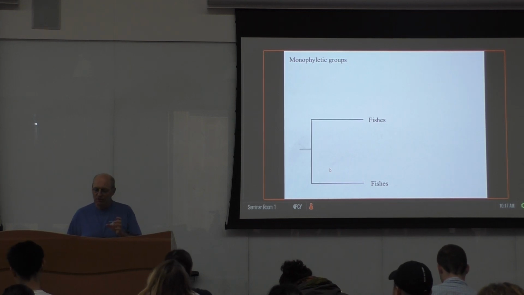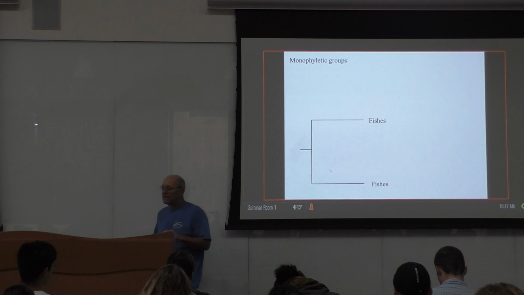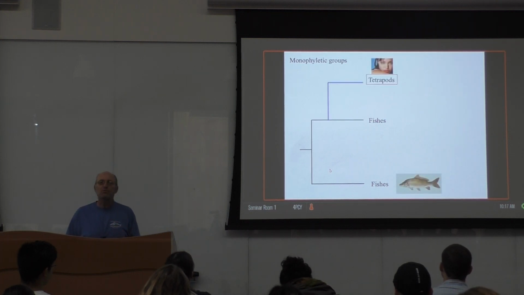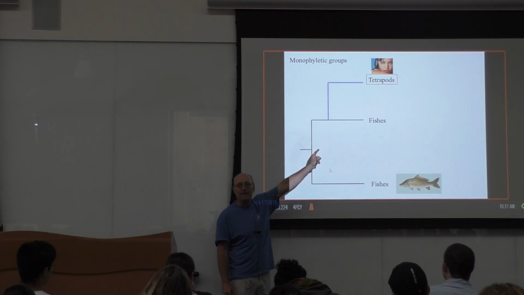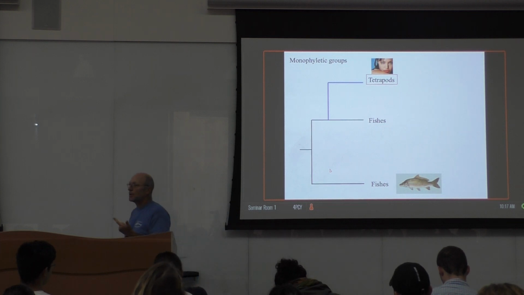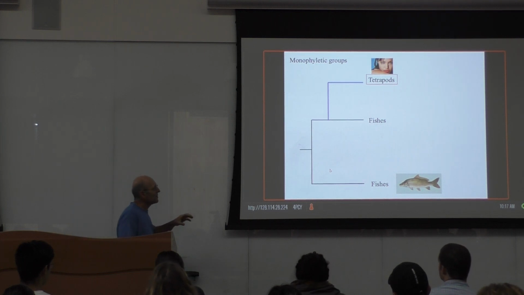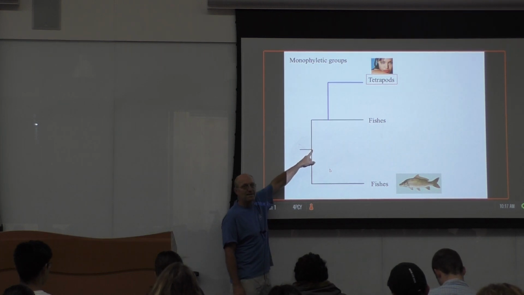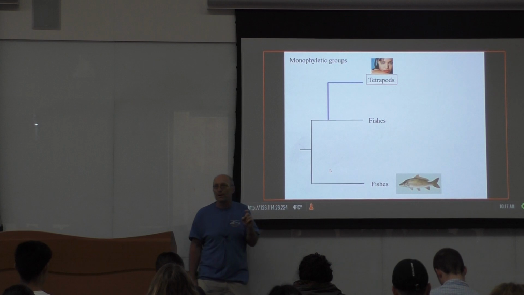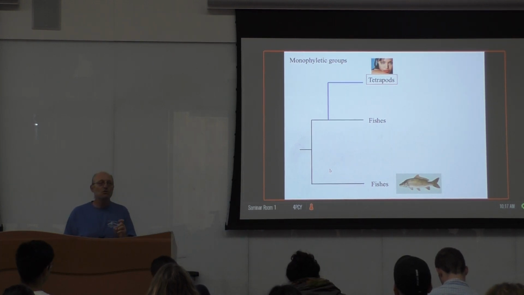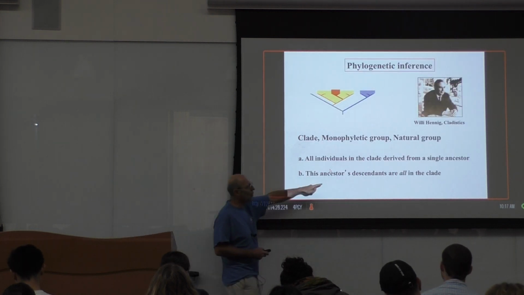The second definition of the clade is that these ancestors' descendants are all within the clade. Let me explain what that means. So here you have fish. The problem is that some fish are more closely related to tetrapods, which are mammals, birds, and reptiles, than they are to other fishes. So this means that if you take what stems from this ancestor, not everything is fishes. You have both fish as well as tetrapods. And so because of that, fish do not fulfill the second definition of a clade. This ancestor's descendants are not all in the clade.